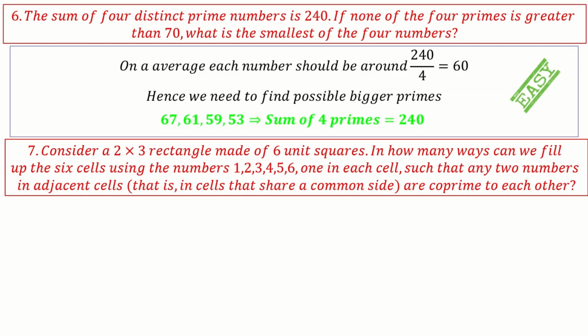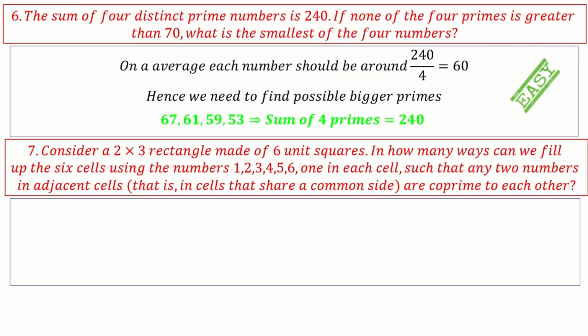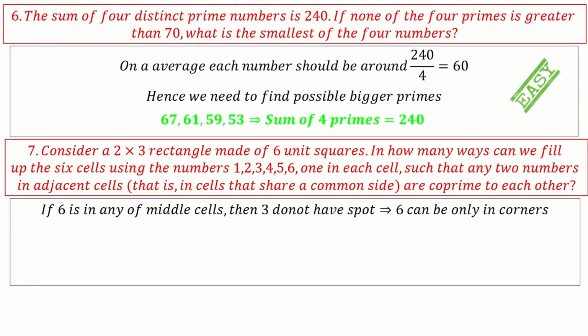Consider a 2 by 3 rectangle made of 6 unit squares. In how many ways can you fill the 6 cells using the numbers 1 to 6, one in each cell, such that any two adjacent cells are co-prime to each other? Okay, so let's understand this one. First, 6 is not co-prime with 2, 3 and 4. Correct? So if 6 is in the middle, you cannot keep any of these 3 actually.